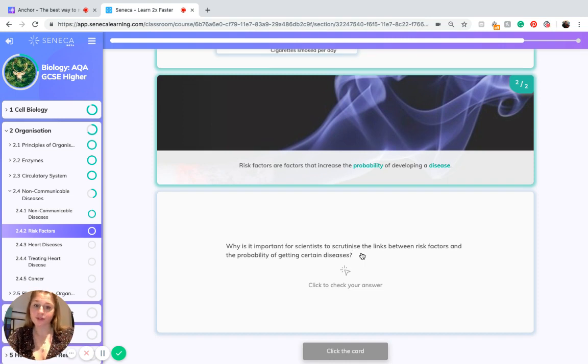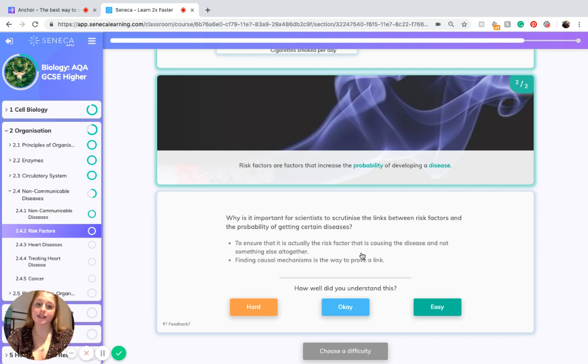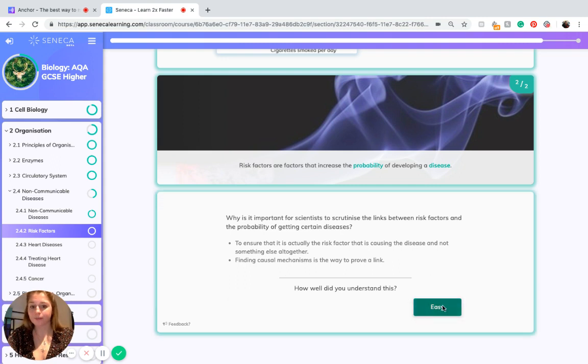So why is it important for scientists to scrutinize for links between risk factors and the probability of getting certain diseases? This is to ensure that it is actually the risk factor that's causing the disease and not something else altogether. So maybe if you were looking at smoking, it might not actually be the cigarettes. It might be because people often go outside to smoke and maybe it's something outside. That's something they might want to consider. And also finding causal mechanisms is the way to prove a link.